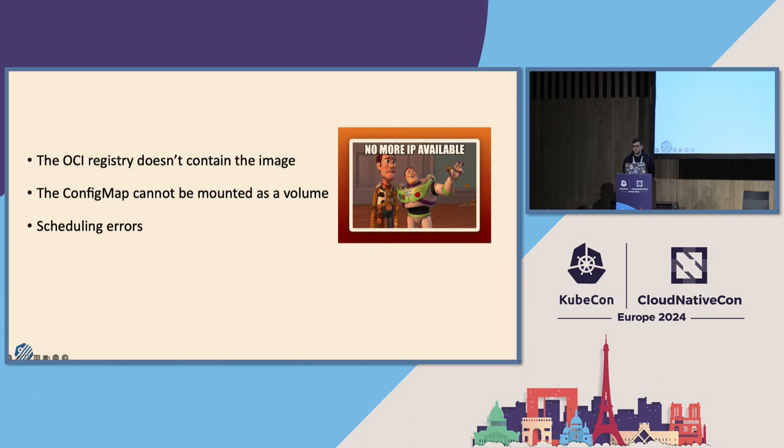Other types of errors instead require much deeper knowledge about Kubernetes. For instance, whenever there are scheduling errors, it requires you to know how the inner details of Kubernetes work. For instance, I don't have any more IPs in my cluster. My node doesn't have any more available IPs, so the pod is simply stuck. And in order to understand why, you need to understand the inner details of Kubernetes, how the networking layer works, in order to figure out, maybe I need to increase my subnet mask.